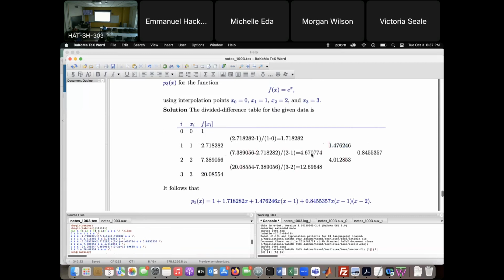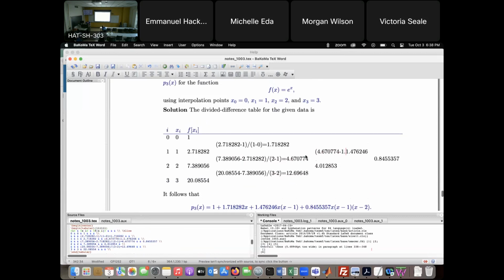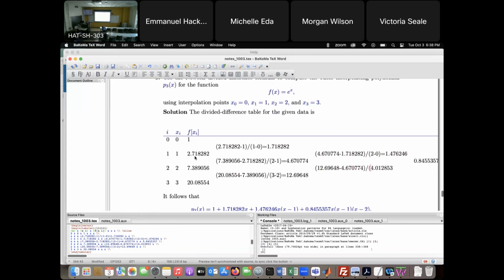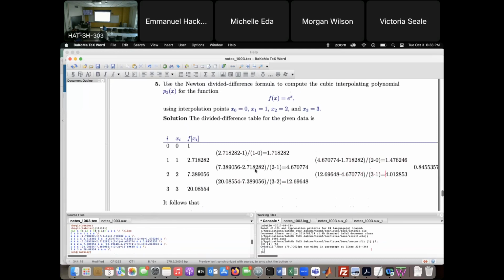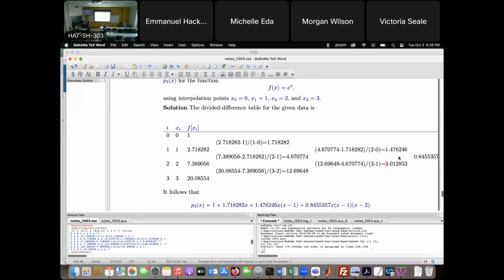Okay, so here we take the divided differences adjacent to it, divided by 2 minus 0. I feel like I'm going to run out of room. This one is going to be divided by 3 minus 1. And then the last one, it looks like I've run out of room. It's going to be this minus this, divided by 3 minus 0.